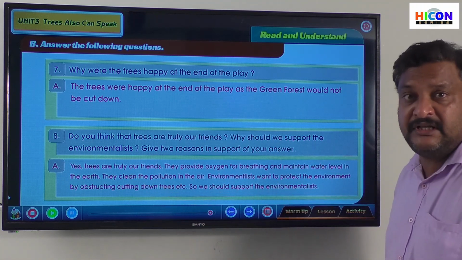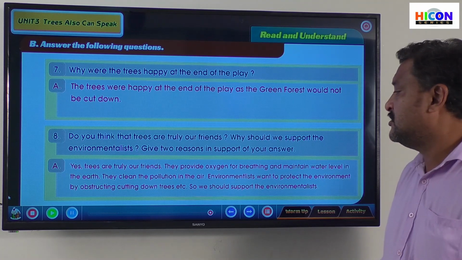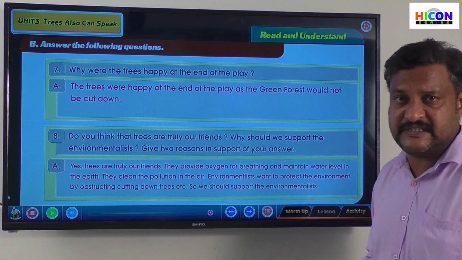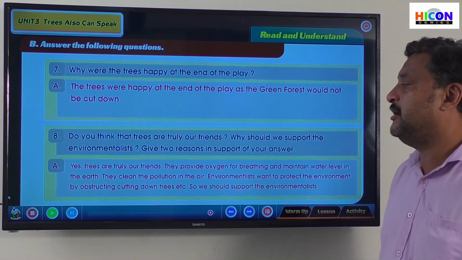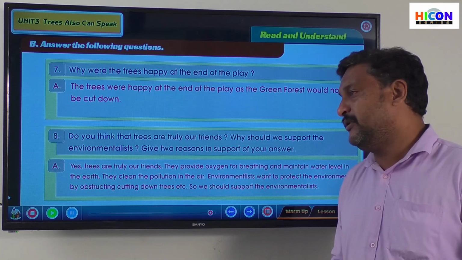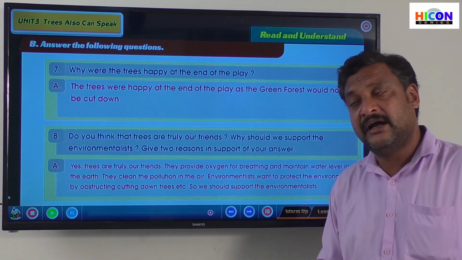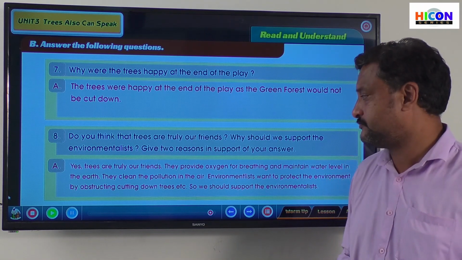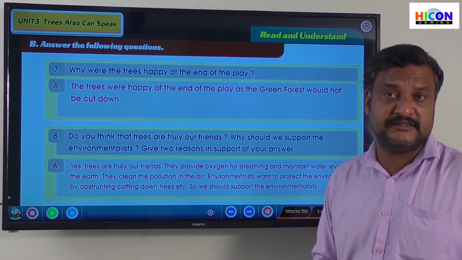They clean the pollution in the air by absorbing carbon dioxide and all. Right? So there are a lot of advantages for us with the trees. Now, environmentalists want to protect the environment by obstructing the cutting down of trees, etc. So, environmentalists are actually against cutting the trees and establishing new constructions, and they argue to plant more trees and plants as well. So we should support the environmentalists.